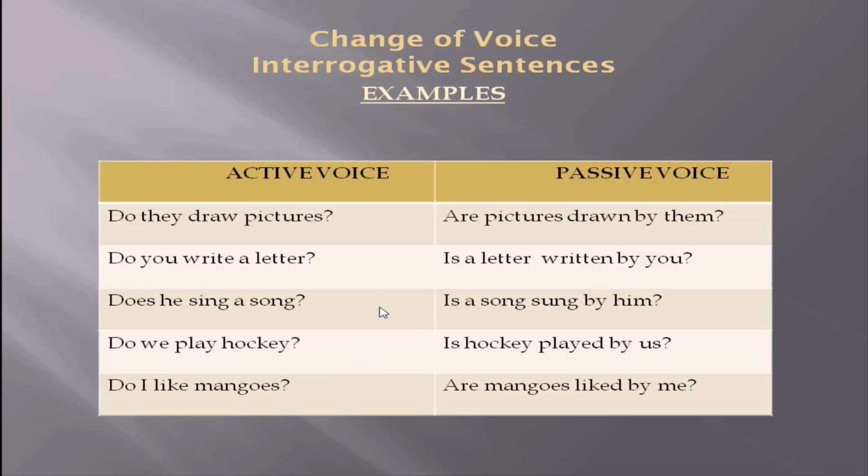We have already discussed that in sentence 1, they is subject, draw is verb, and pictures is object. Formation of interrogative sentence in passive voice will be as are plus pictures plus third form of draw plus by plus them. The sentence will become are pictures drawn by them.